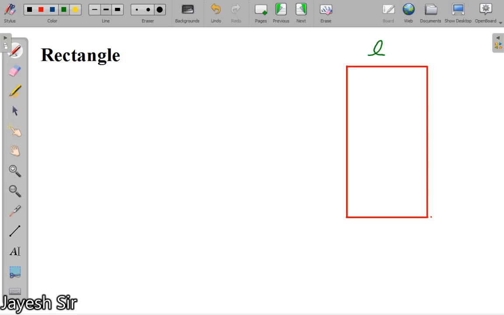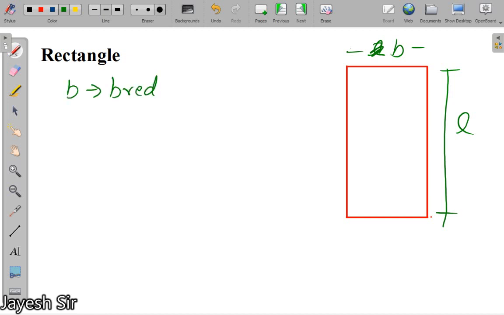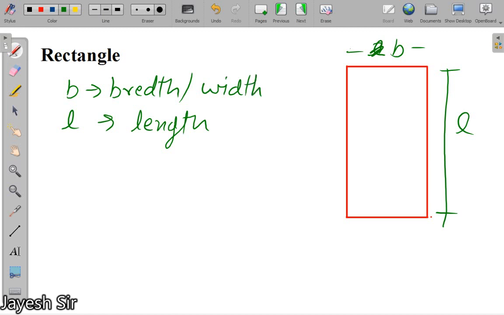I will say this is the breadth of the rectangle and this is the length of the rectangle. Okay, B stands for breadth and L stands for length. Instead of breadth, some books also use width. For width you use W. But we will be using breadth here. Now for a rectangle we have two things: a parameter of a rectangle and an area of a rectangle.